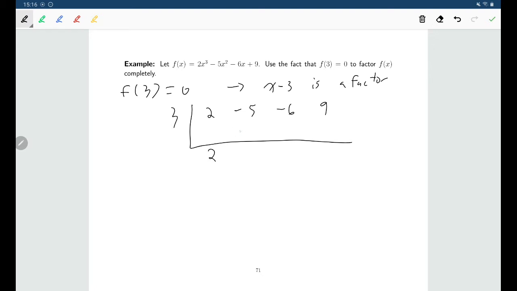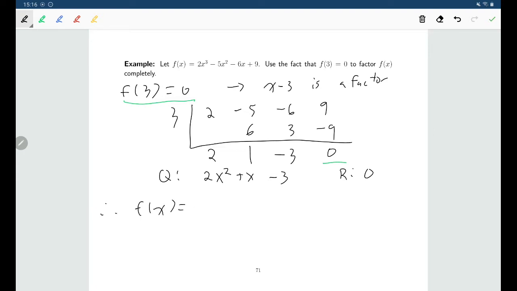Bringing down my first coefficient, multiplying 3 times 2, adding, 3 times 1, adding, 3 times negative 3, adding, and this confirms what I expected. f of 3 was 0, and our remainder is 0, so good for us. That means my quotient is 2x squared plus x minus 3. So f of x could be written as that factor of x minus 3 times that quotient, 2x squared plus x minus 3.